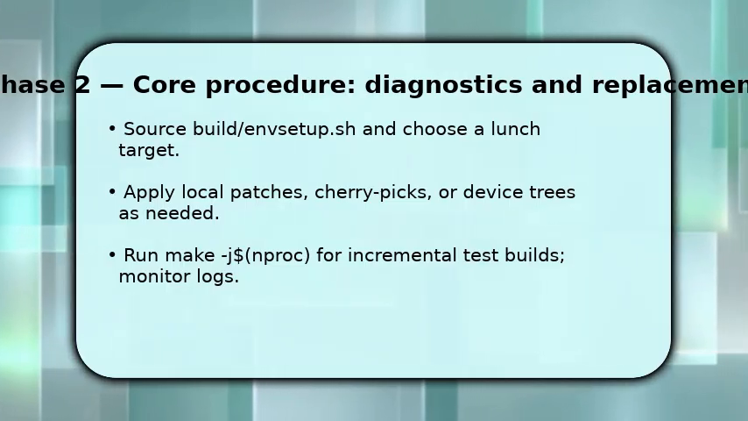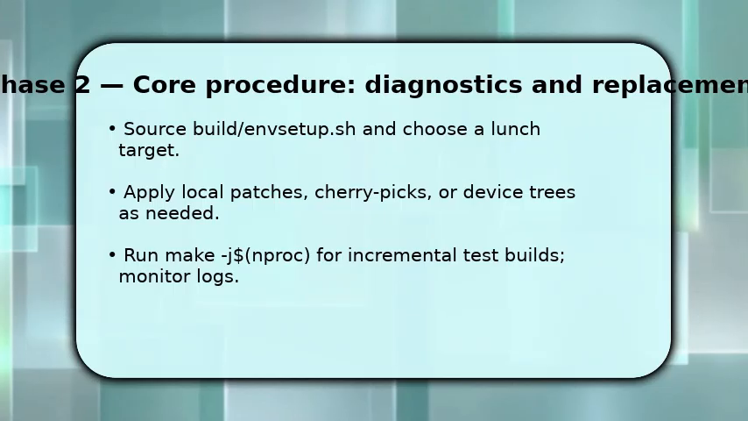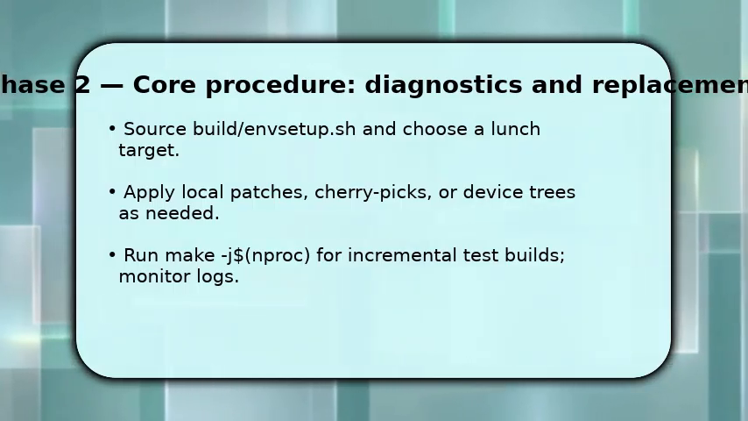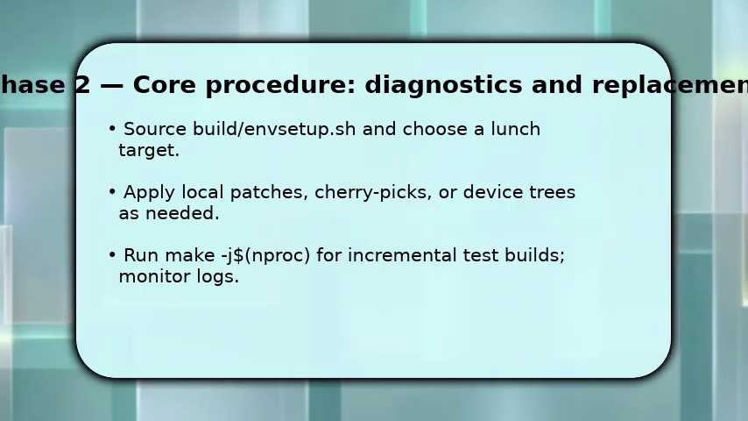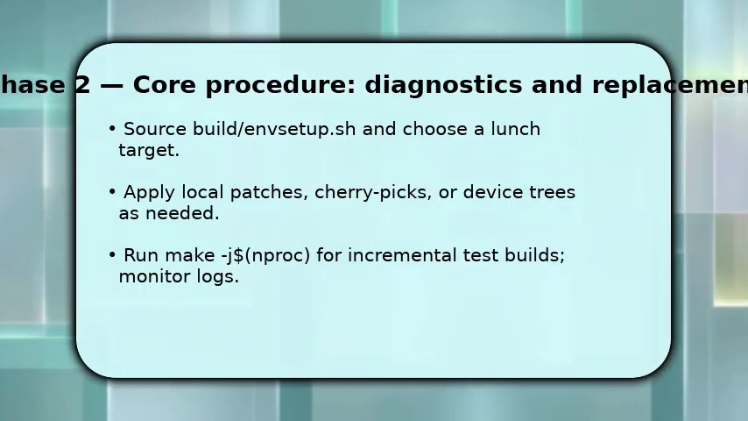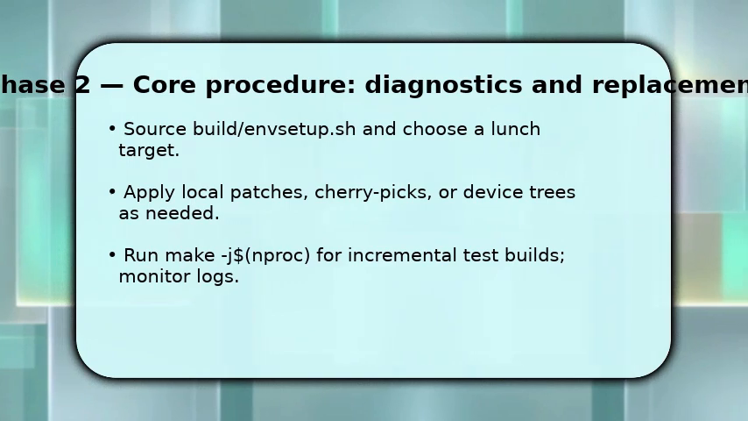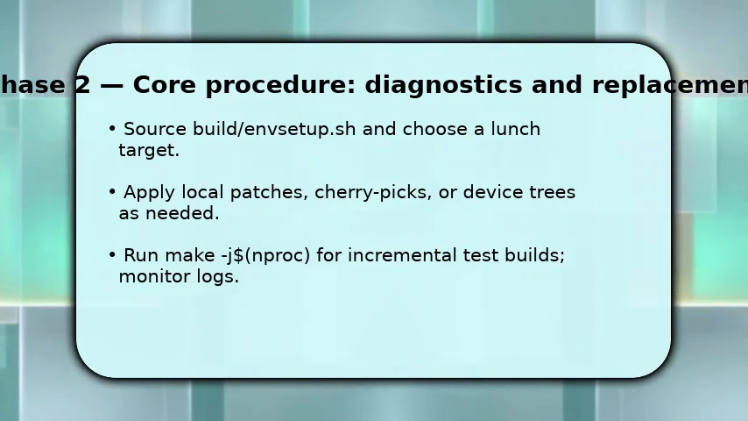If you need hardware-specific blobs or patches, apply them before building. Use git rebase or cherry-pick carefully to preserve upstream. Run make -j$(nproc) for an incremental build. Watch build logs for missing headers or dependency failures, and fix those before continuing to full images.